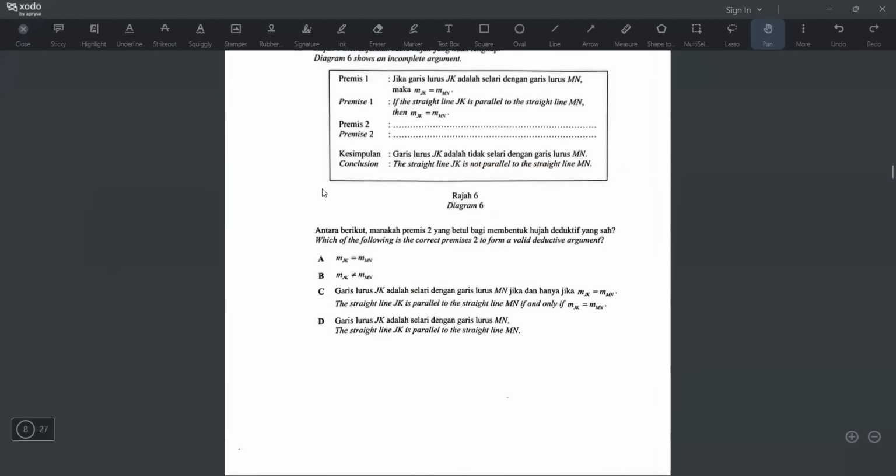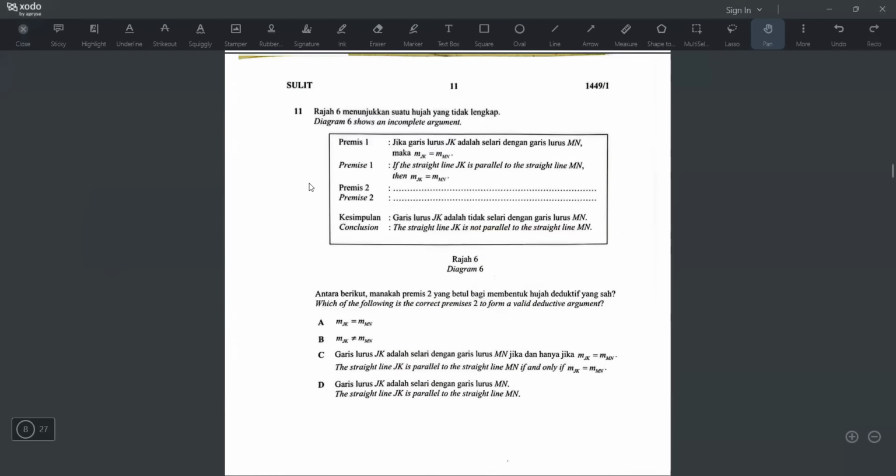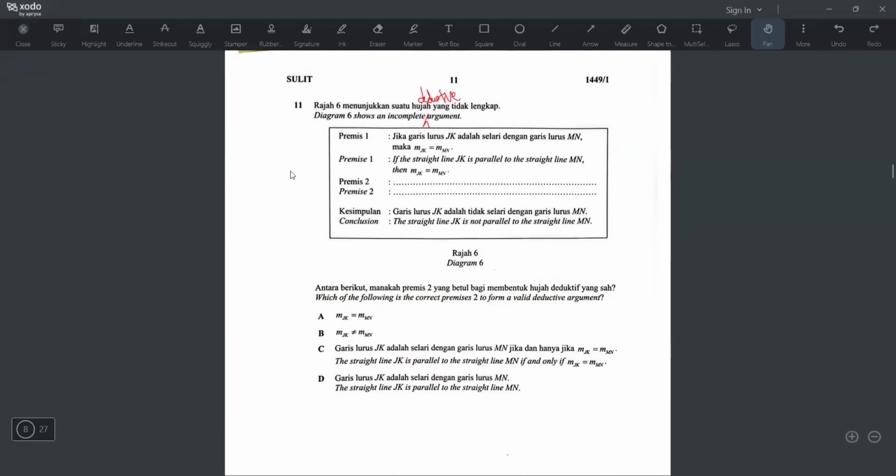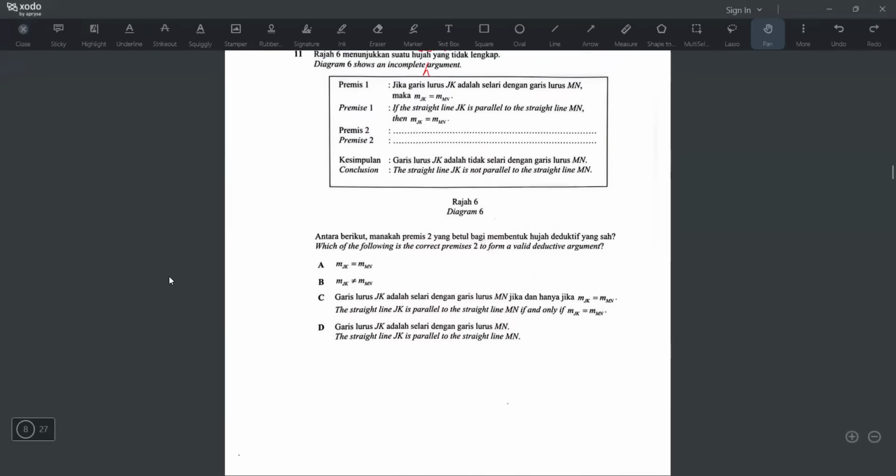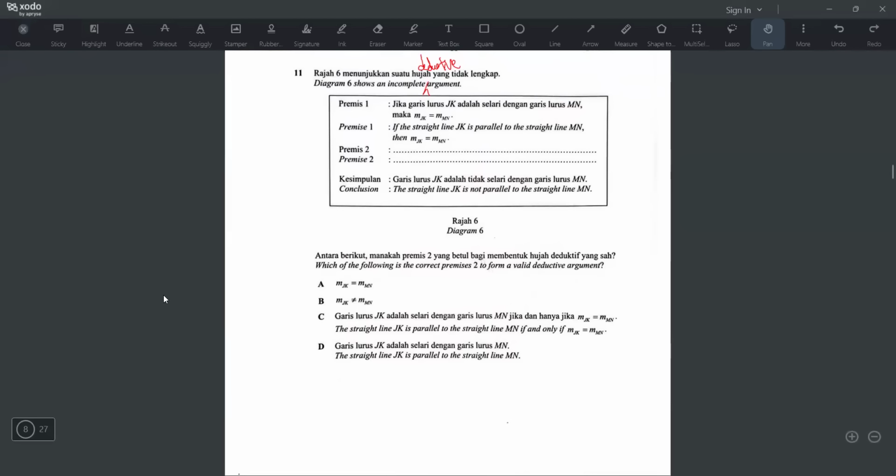I'll continue. Okay, number 11. This one is logical reasoning. Diagram 6 shows an incomplete argument. Okay, to be more specific, it's an incomplete deductive argument. Yeah, how I know it's deductive is because premise 1 is a general statement, and then premise 2 and premise 3 are specific statements. And for a deductive argument, dia memang macam ni. Dia premise 1 akan bagi general, and then the rest is specific. Okay. And for deductive argument ada 3 form. Form number 1, form number 2, form number 3. And your job is to tentukan which form is the argument lah.